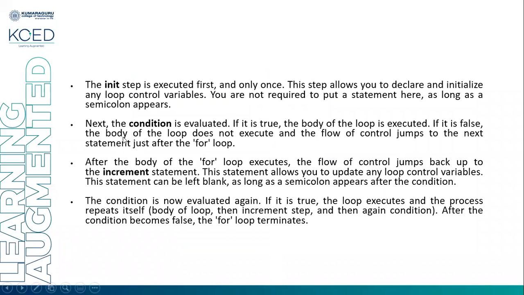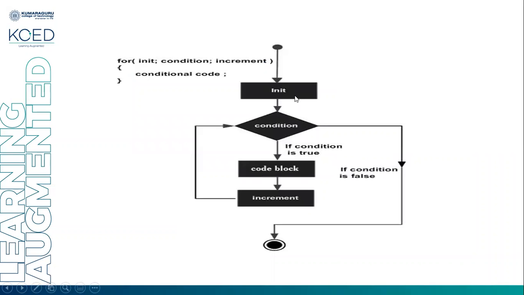We are going to see the flow diagram of the for loop. First, initialize the condition. It's the beginning. Check the condition. If the condition is true, the body of the loop, that is the code block, will get executed. Then increment or decrement will happen.